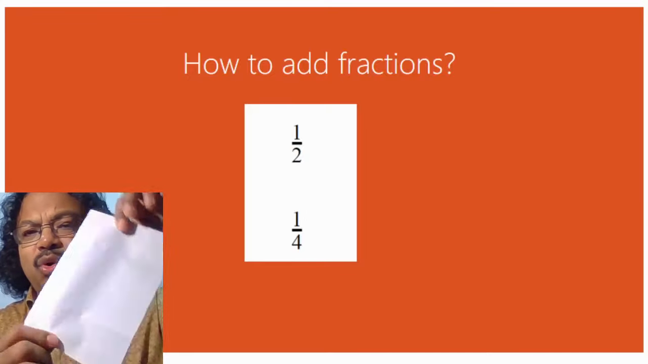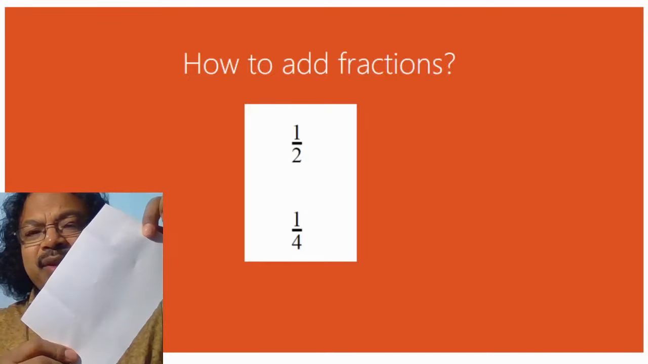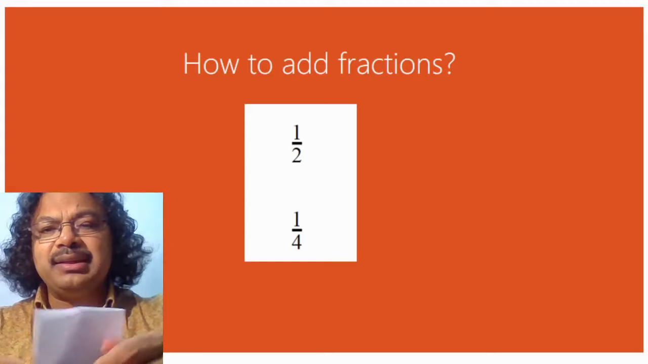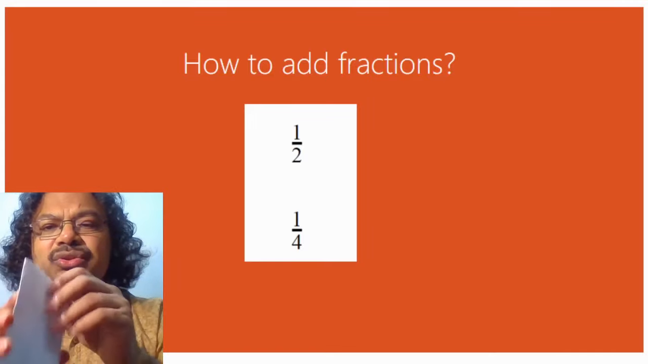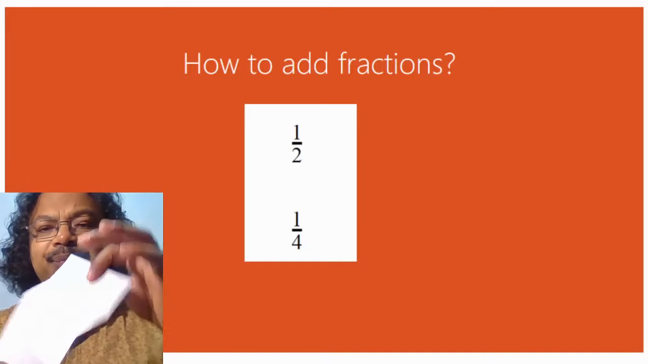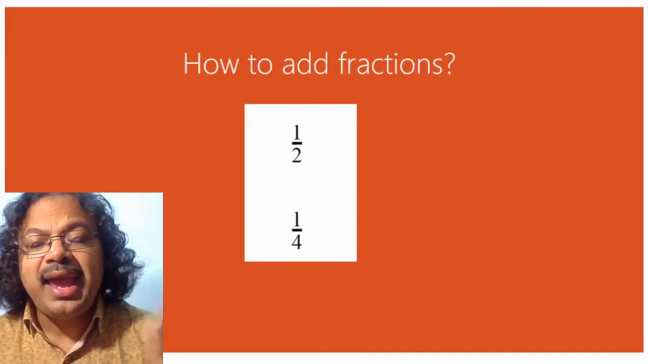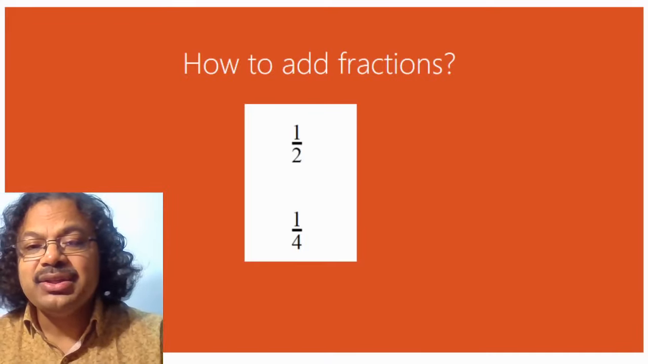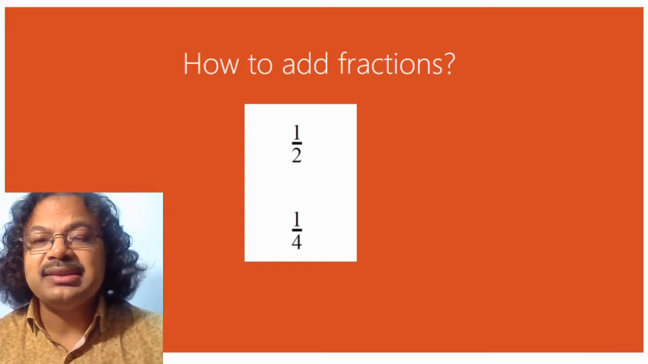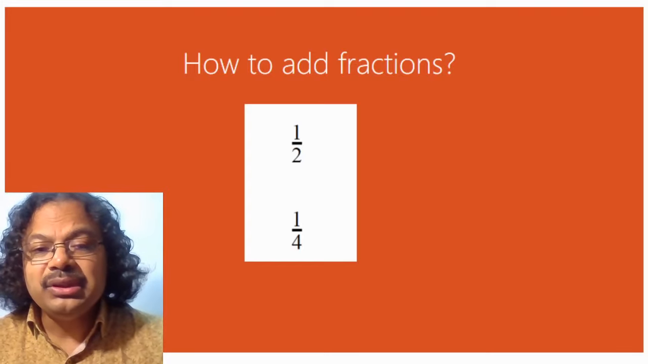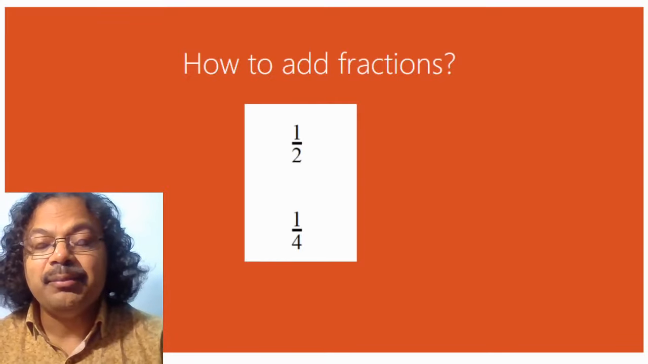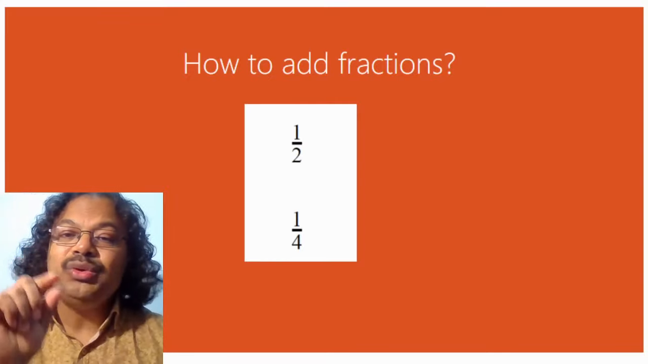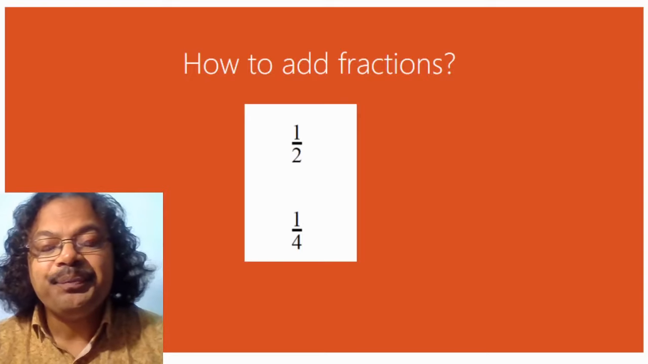This is the whole paper, 1, right? Half, I'm going to make it, I'll fold it, that's half. So if I add those two halves, I get 1. Think about the dollar. Half a dollar is 50 cents. So 50 cents plus 50 cents is a dollar. So we are getting to the nearest whole number, which is a dollar. But we have to add two halves to get 1.